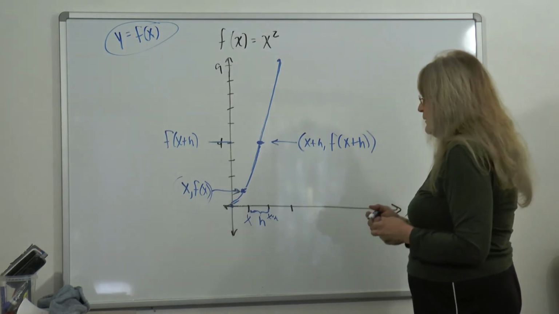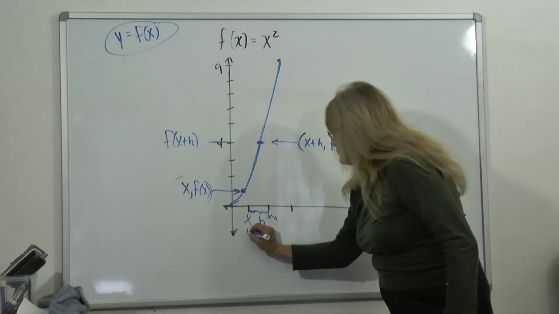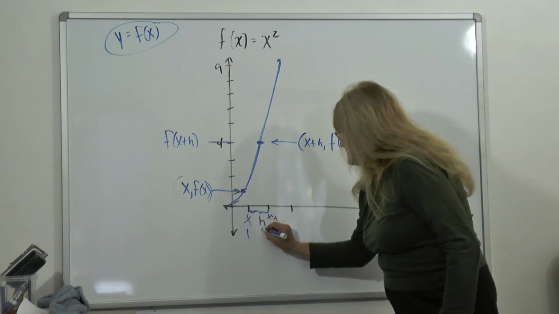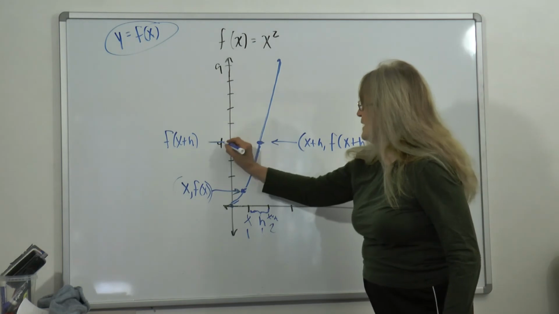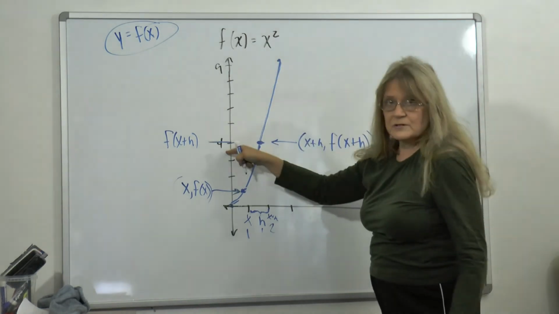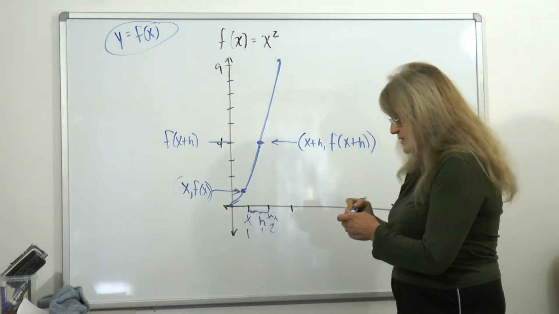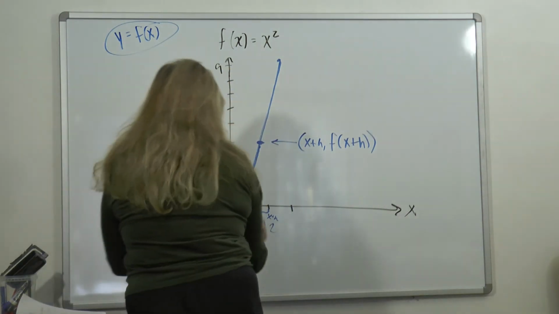Right? So, for instance, if this is 1, and this space is a 1, then this is 1 plus 1, that would be 2. And the y value would be f at 2. 2 squared is 4. So just instead of using numbers, I'm throwing that h in there. There's a reason.